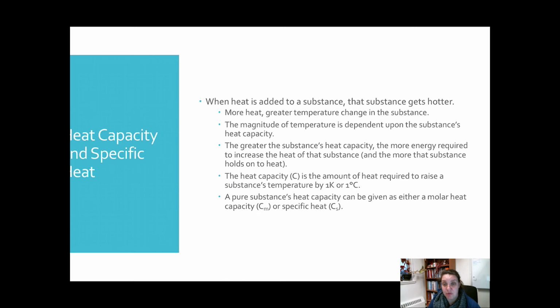If we have a pure substance, we look at either the molar heat capacity or specific heat, where our molar heat capacity is equal to joules over moles times Kelvin or degrees Celsius. And then our specific heat, which is what we almost always look at, is going to be joules over grams times degrees Celsius. You can convert between the two by just multiplying. To go from molar heat capacity to specific heat, you're going to multiply by your molar mass. To go from specific heat to molar heat capacity, you're going to divide by your molar mass.